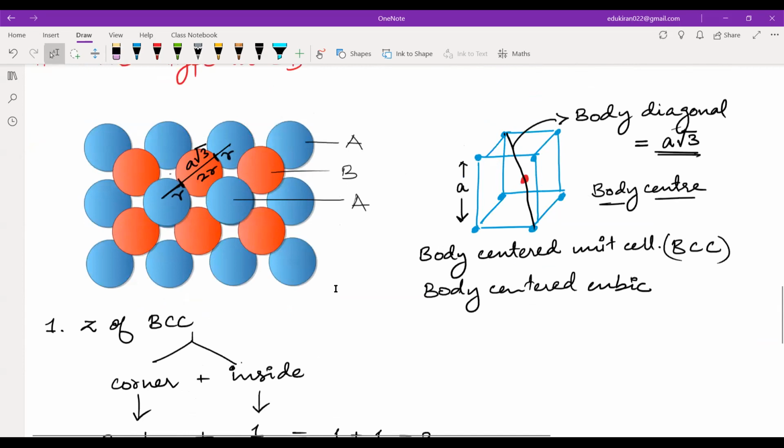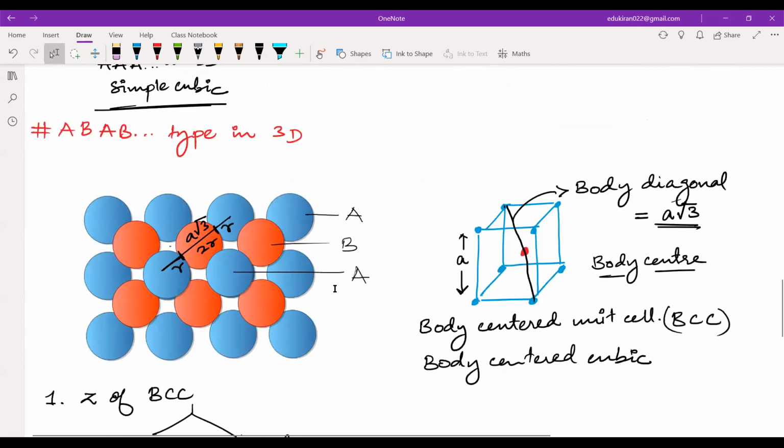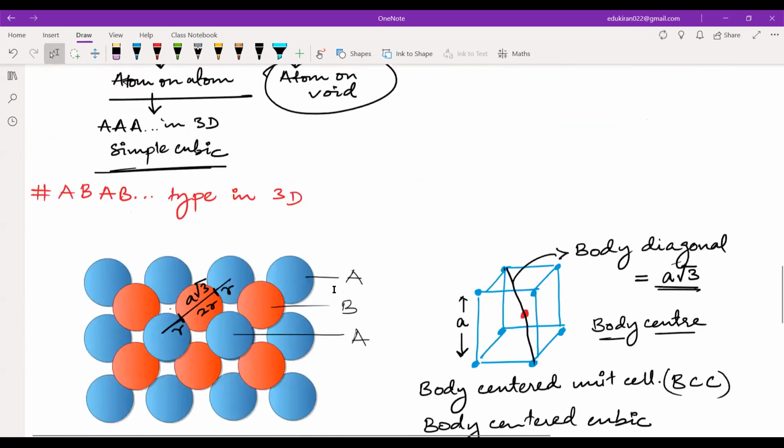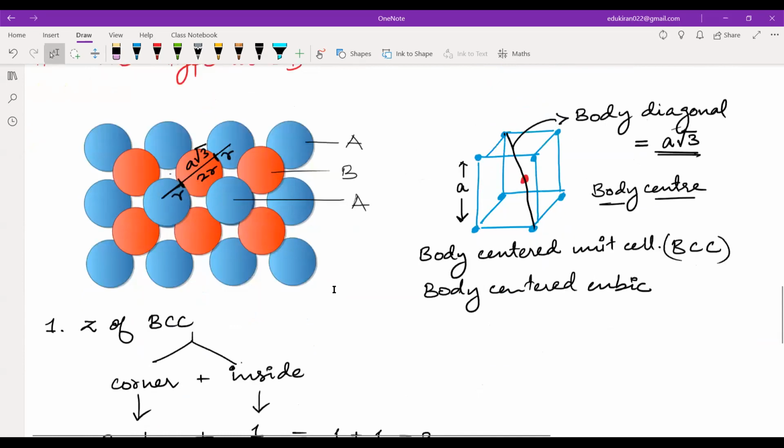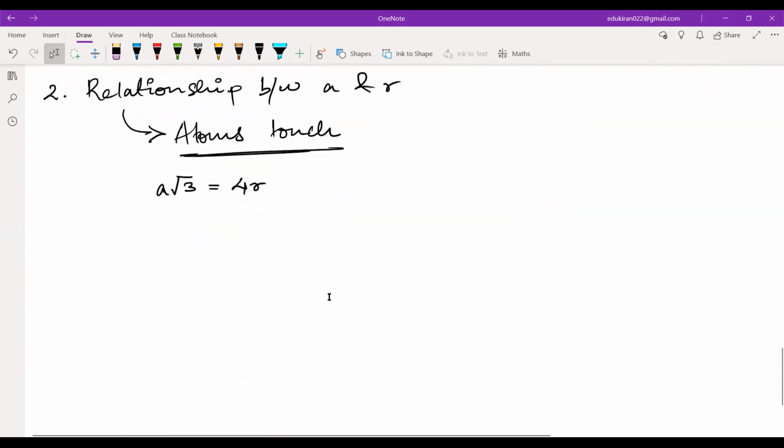Any problem till here in Z and the relationship between A and R? Any problem, guys? No, sir. Okay, very good. Now we have to know the coordination number. This is going to be fun.